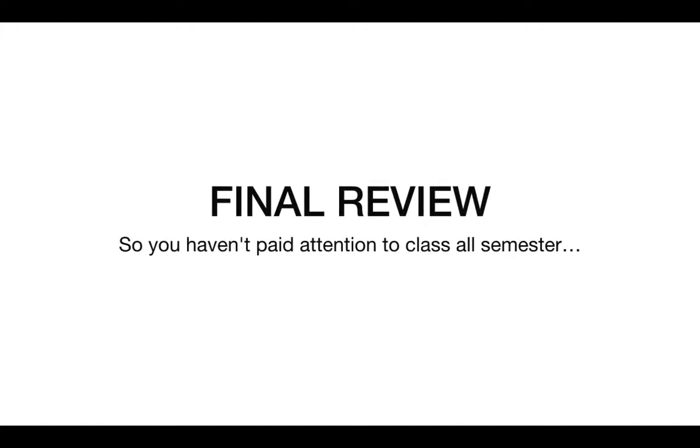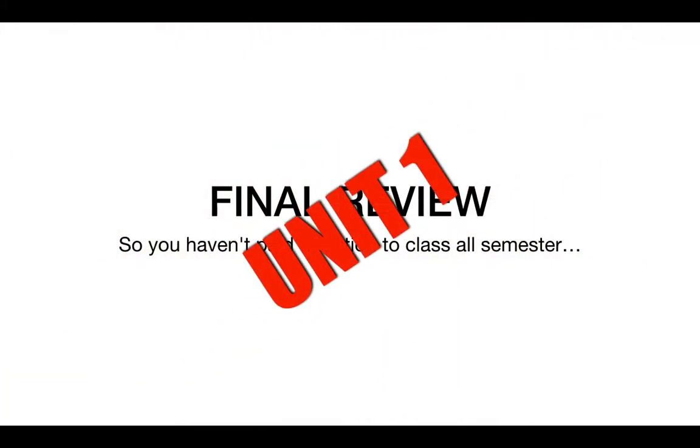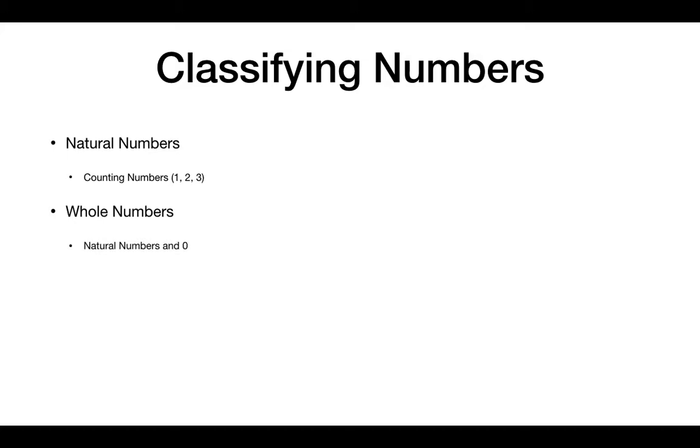All right, it's time for final review. That's right, and this part is Unit 1. So in Unit 1, we learned about classifying numbers first, and these were the types of numbers that we learned about. Natural numbers, which were the counting numbers, 1, 2, 3, 4, 5, pretty much any whole number after 0. Speaking of whole numbers, our next number was, in fact, whole numbers, which are all those counting numbers, but we also add in 0. So 0, 1, 2, 3, 4, 5.